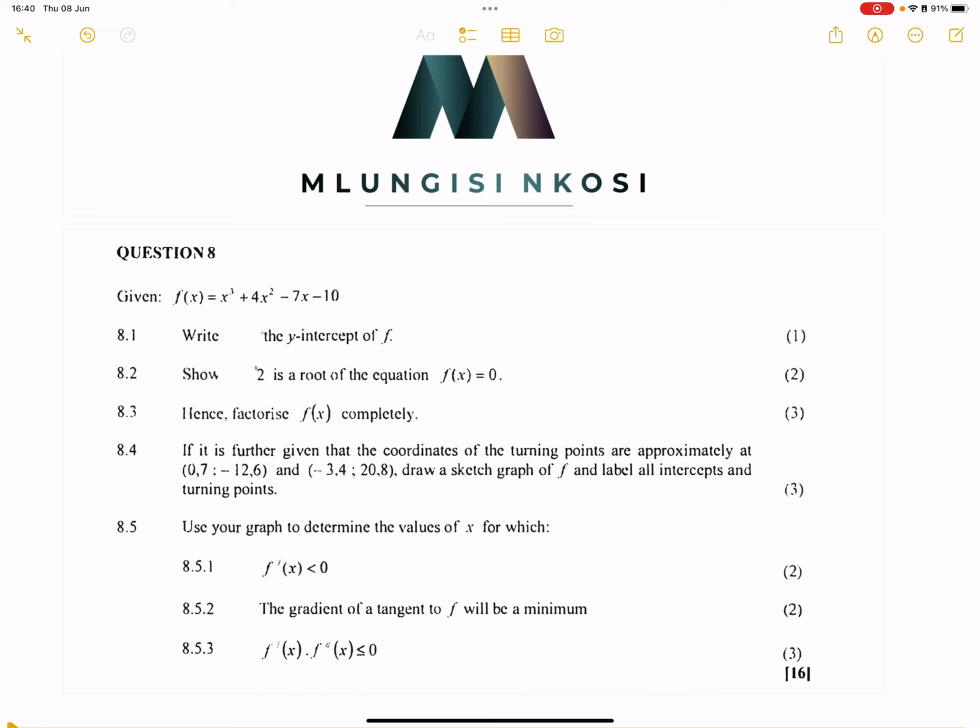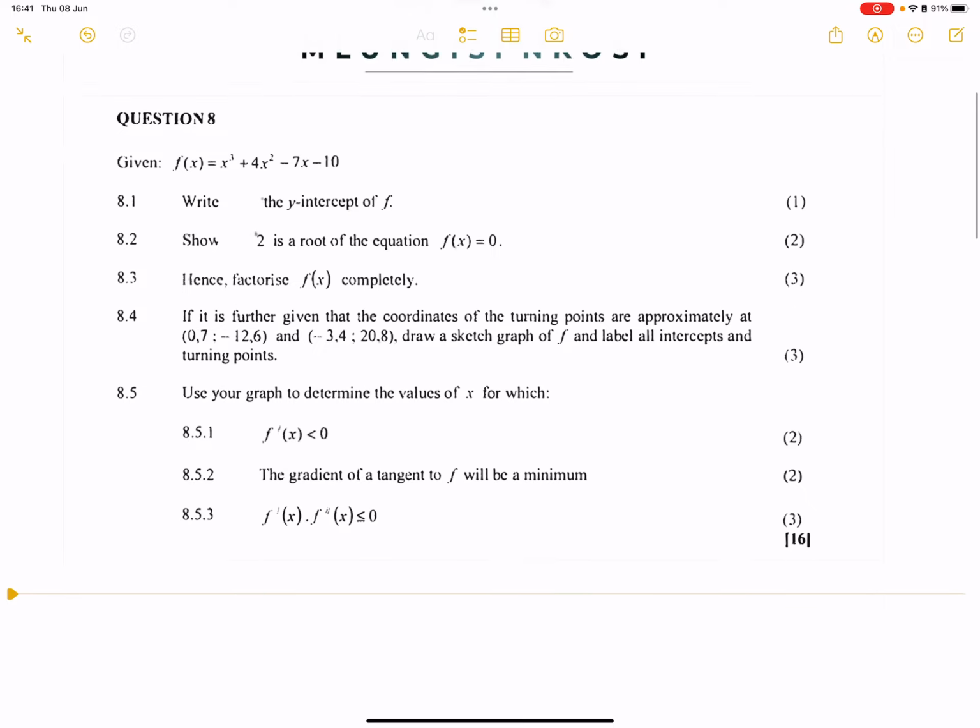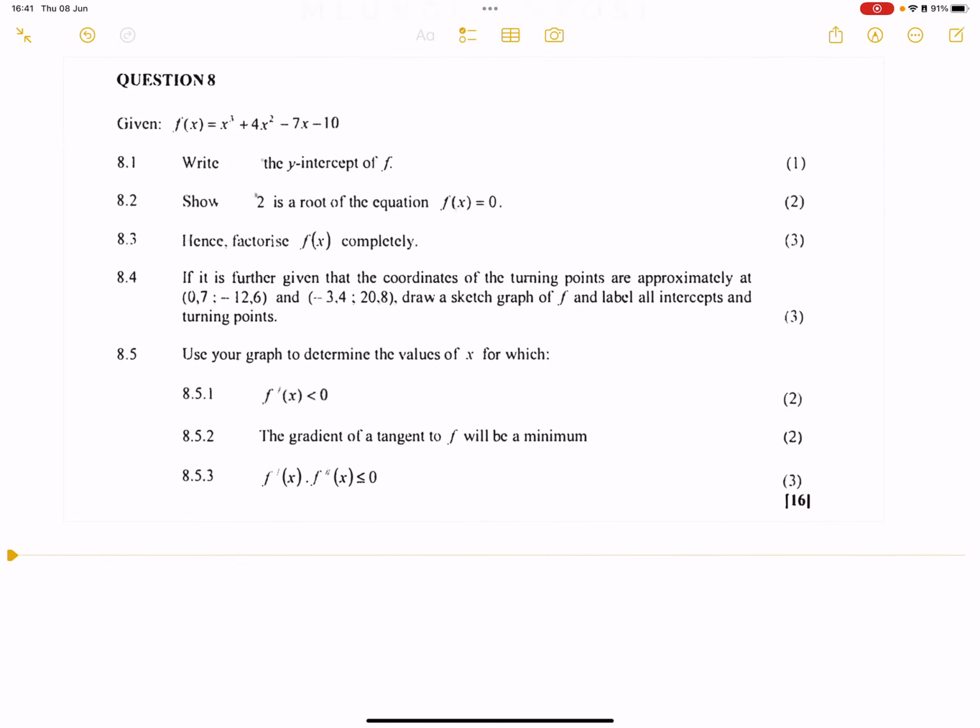All right, so let's get right into it so that we can get to the business of optimization. We're given that f of x is x cubed plus 4x squared minus 7x minus 10. By the way, this is from the May 2023 exam, so for those who are writing supplementary exams, some of you that were upgrading, this was the exam that they were writing. First of all, we're given a cubic function.